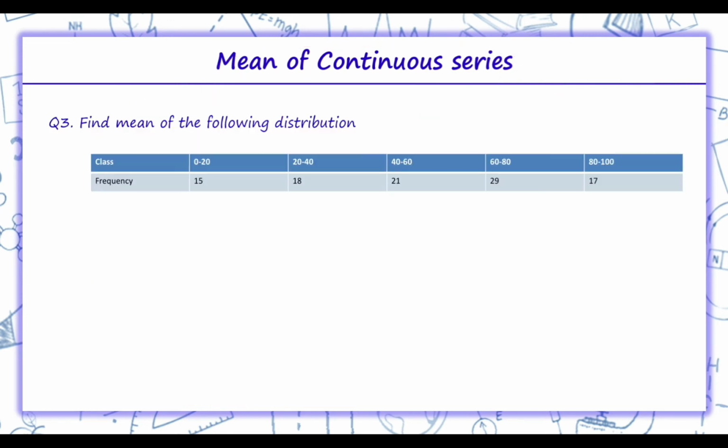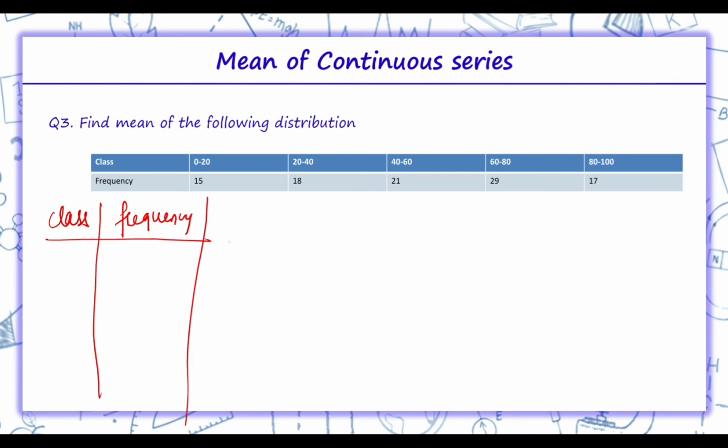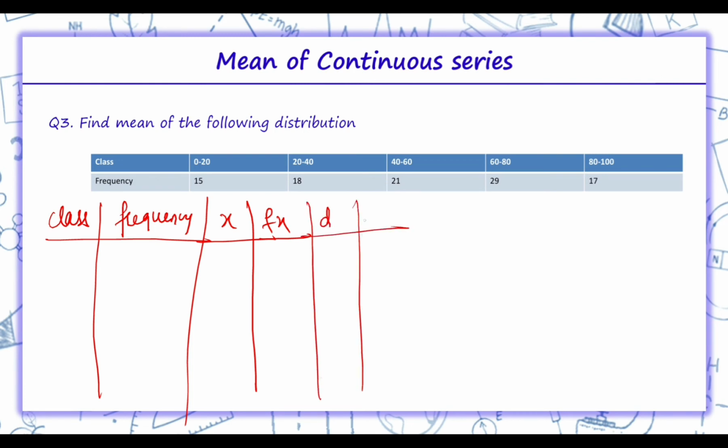Now coming on to the question given to us. We are provided with a class and we are provided with a frequency. First we'll calculate x, then we'll calculate fx. If we are doing till here, then we calculate mean by the direct method. Then we'll find d and then we'll find fd, so mean will be calculated by the assumed mean method. The answer will be the same for all the methods. Similarly, then we'll find u and then we'll find fu.